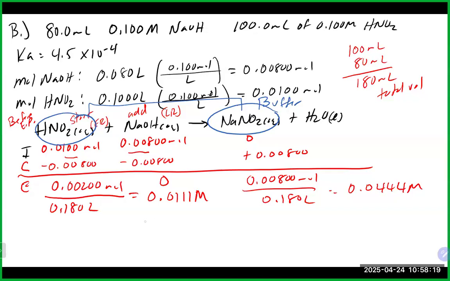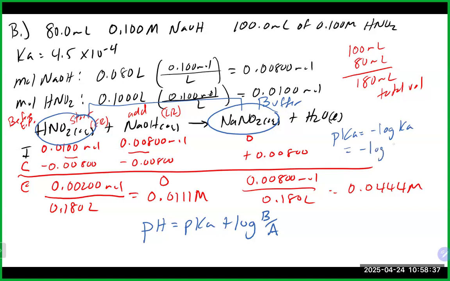So because it is a buffer, why not use our buffer equation, do a little David Hasselhoff equation here, a little pKa plus the log of the base divided by the acid. That means we do need a pKa value. So we'll get that by taking minus the log of the Ka. It's going to go minus log of our 4.5 times 10 to the minus 4. 3.35 looks like.